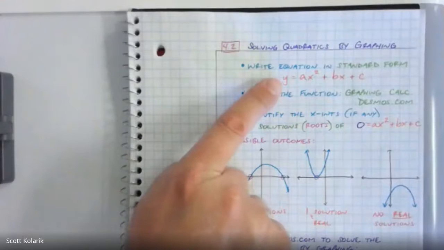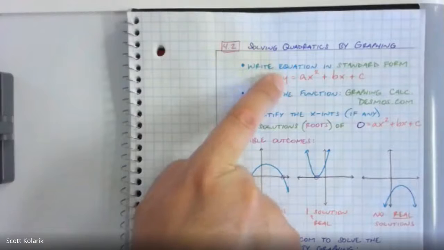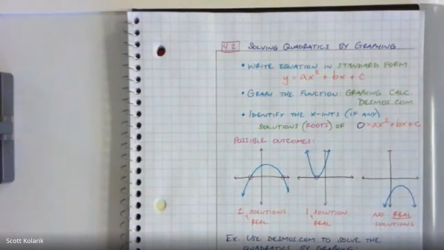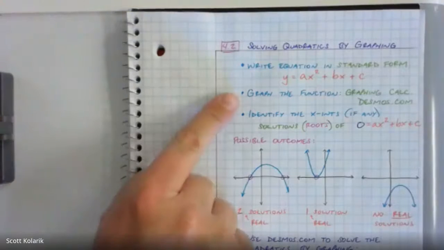And what we're going to deal with mostly in this chapter is that instead of y equals, it'll be 0 equals that polynomial sentence, that quadratic sentence. Next, you're going to want to graph it.